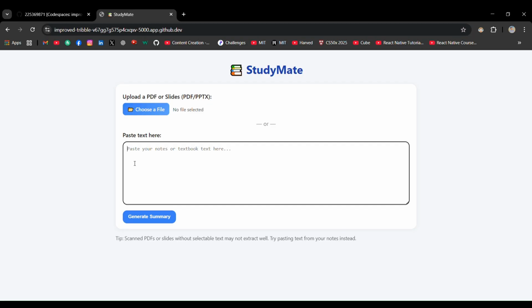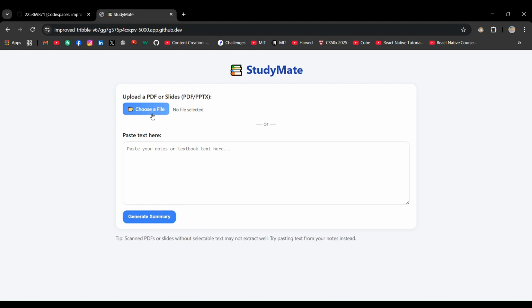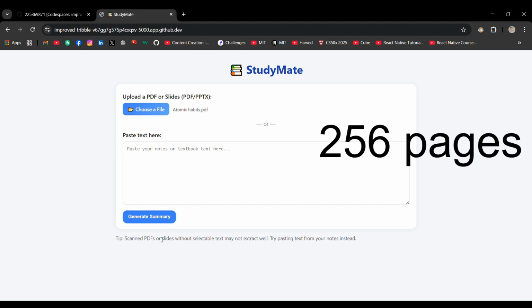Alright guys, so here we are with our StudyMate and we got two options: choose a file or paste the text, and then we're gonna push the generate summary button. So I'm gonna go with choose a file. I got two books, Atomic Habits and Rich Dad Poor Dad. I'm gonna go with Atomic Habits and open it. So it's selected, chosen Atomic Habits.pdf. I'm gonna push generate summary.